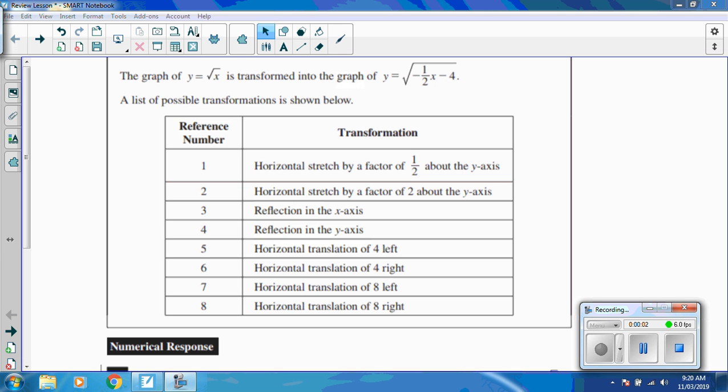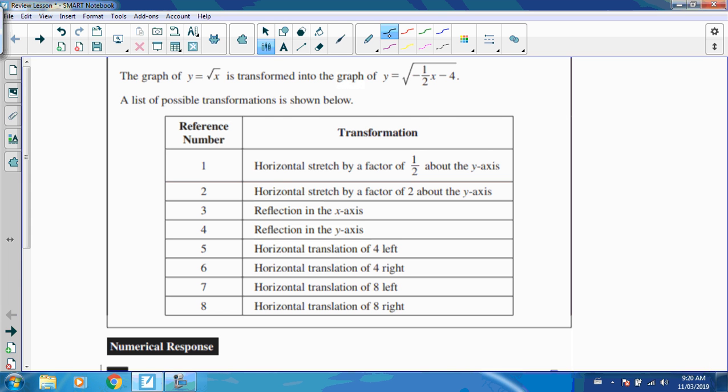Okay, so guys, this is a review of radical and rational functions for your exam. And I've taken some questions from the standards and exemplars. And we're starting off with a numerical response question.